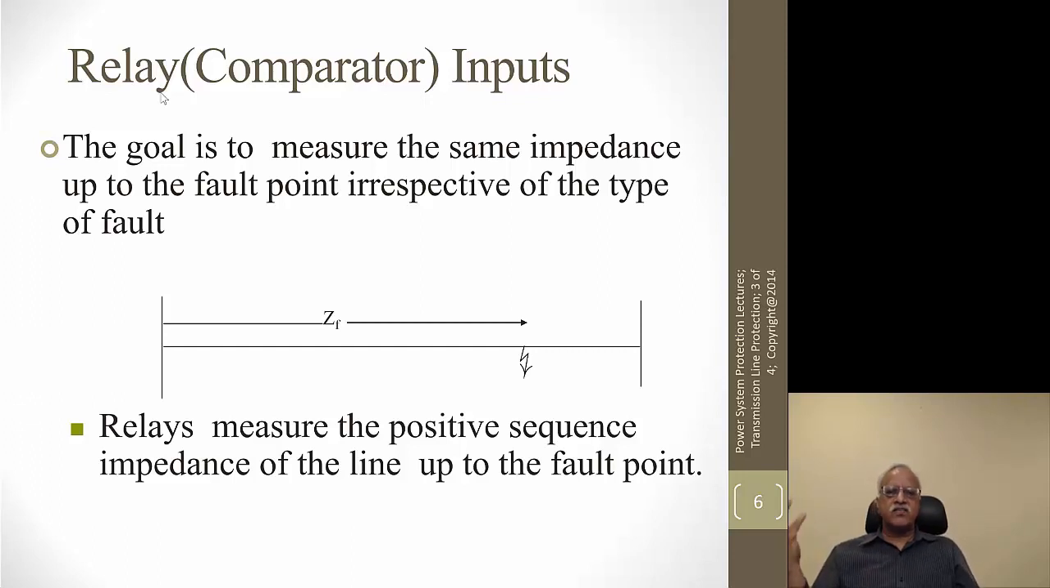So how many faults are there? You have single phase to ground, double phase to ground, and then you have phase to phase, and then you have three phase faults. There are 10 types of faults.